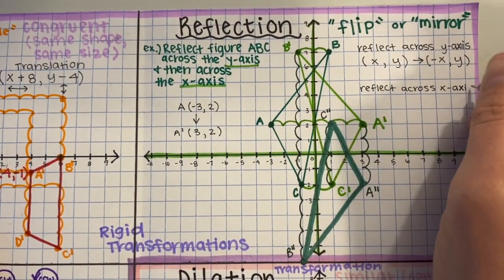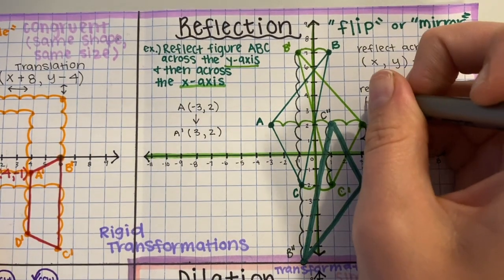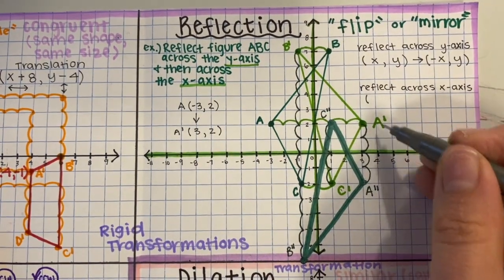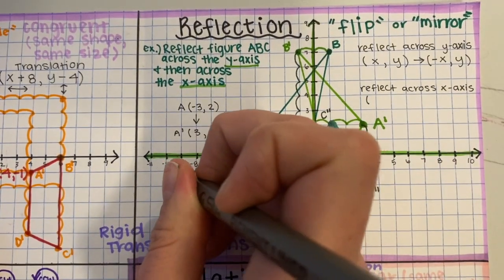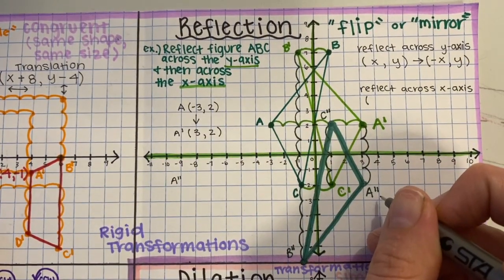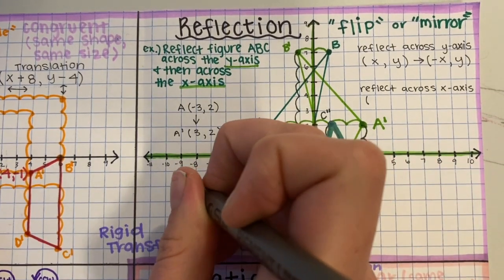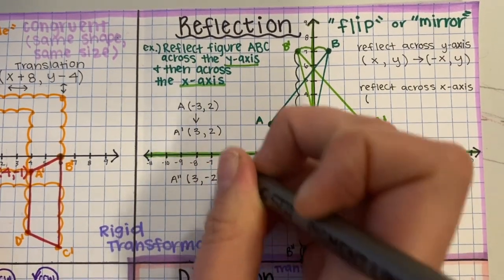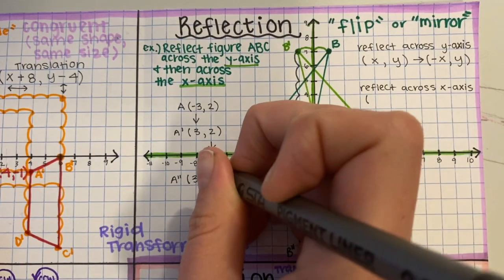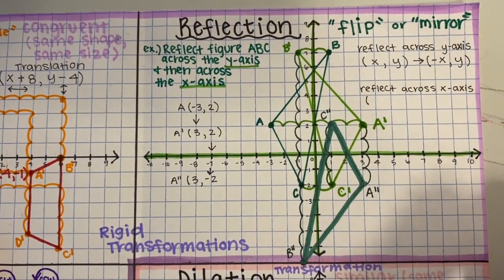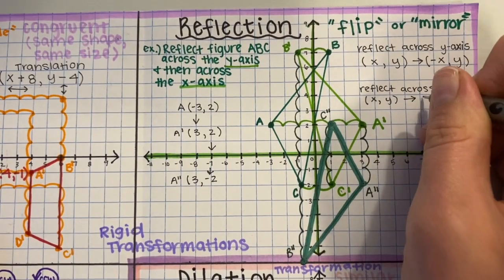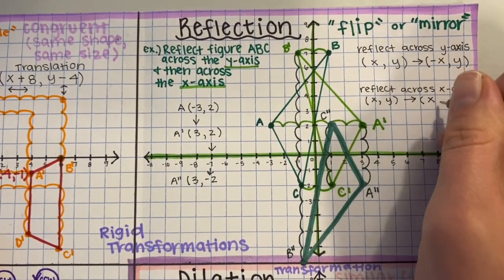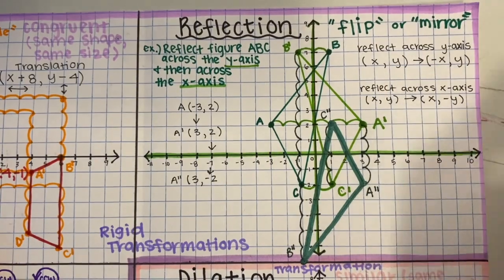And then if you reflect across X-axis, what's happening this time, so from A prime to A prime prime, A prime prime is 3, -2. This time you're flipping that Y value. So X stays the same and you get the opposite sign for Y.